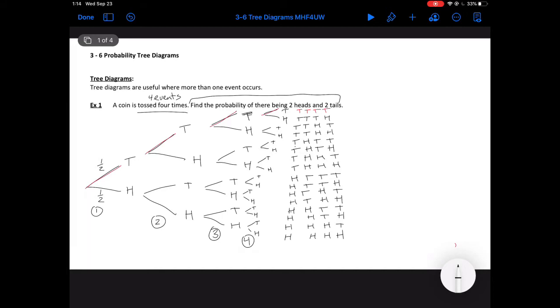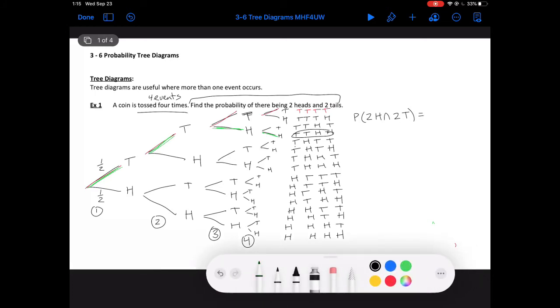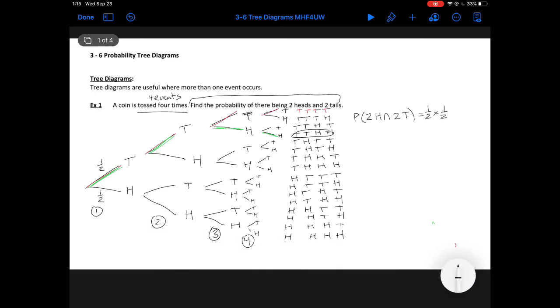So I know, okay, that in order to get 2 heads or 2 tails, my probability is going to be the same no matter which pathway I take. So if I look 2 heads, 2 tails, let's look at this pathway right here. So I'll do that in green. So I would go tail, tail, head, head. So my probability of getting that is going to be 1/2 times 1/2 times 1/2 times 1/2. I also need to multiply by the number of pathways that I have.